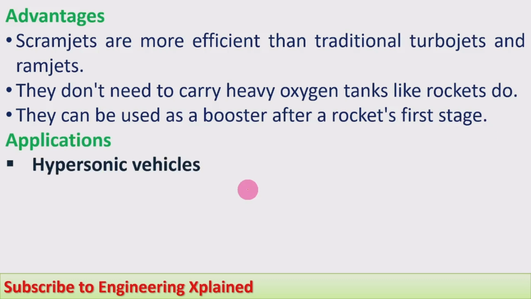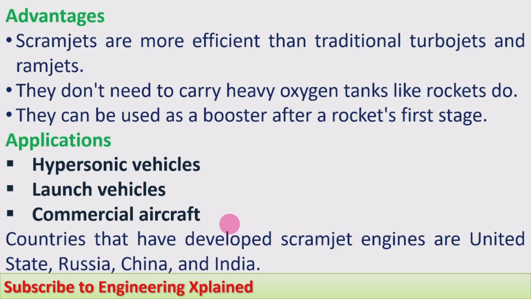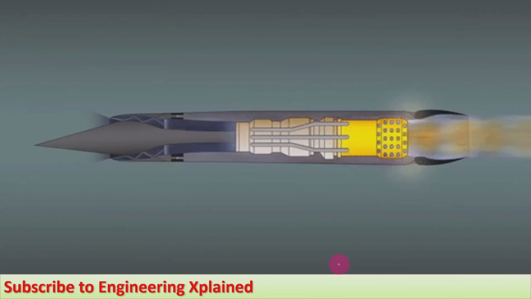Applications of scramjet engine: hypersonic vehicles. At hypersonic speeds, vehicles are required to travel, and there we can use it in launch vehicles, missiles, commercial aircraft, and also in fighter aircraft. Countries that have developed scramjet engines are the United States, Russia, China, and India. Only these four countries have developed scramjet engine technology.